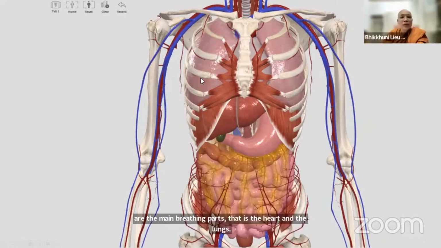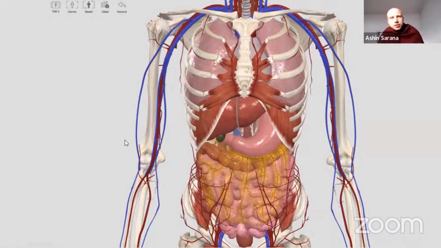Ở đây cái vùng này quý vị thấy có một cái khoang ngực, nó bao quanh bởi các cái xương sườn, và bên trong đó thì chúng ta sẽ thấy là có những cái bộ phận giúp cho hô hấp, đó là tim và phổi. Hopefully you can notice also the diaphragm, which is right under the lungs. It is this large flat muscle in the shape of a dome.